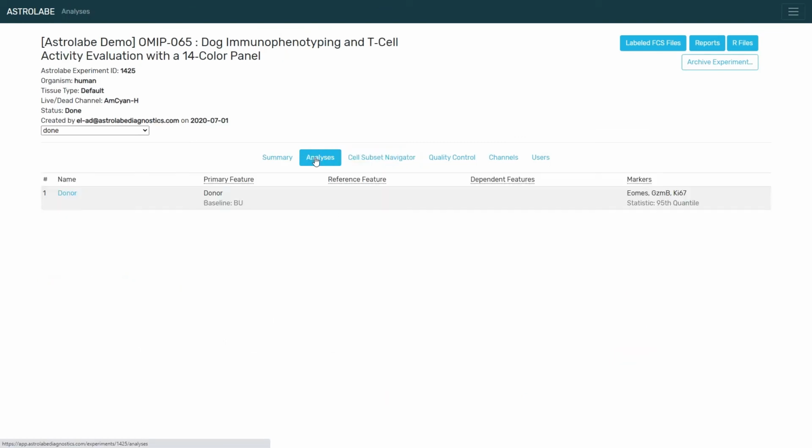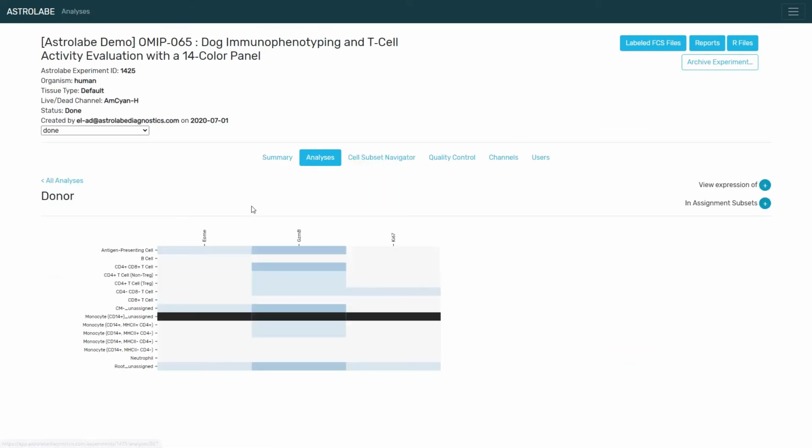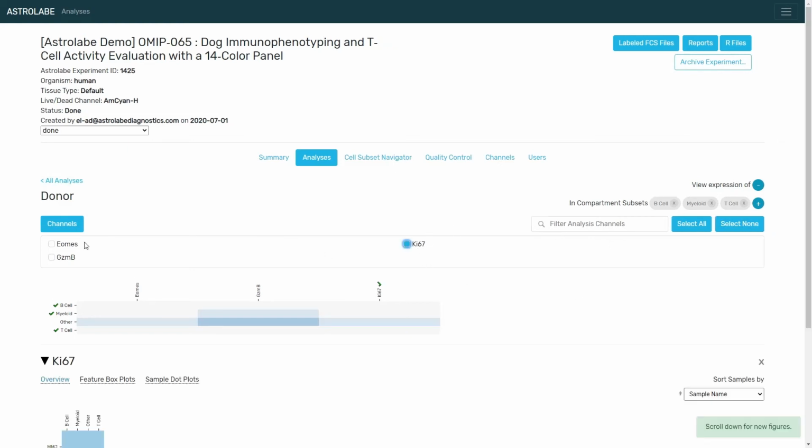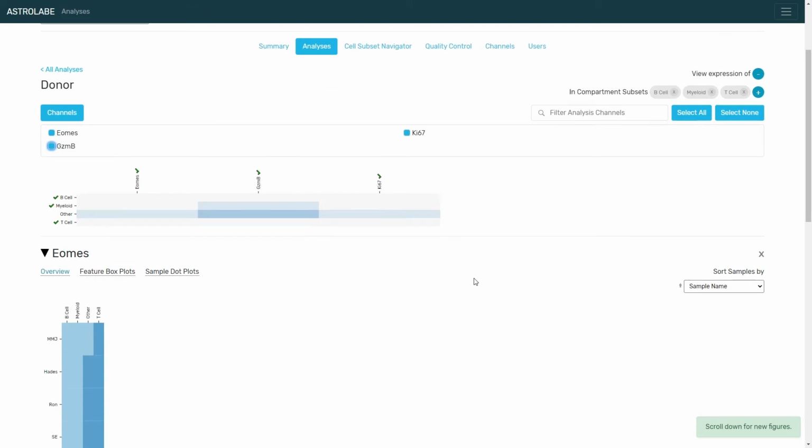We can also look at the analysis tab, and when we go here, this is differential expression analysis. We're comparing the expression of these different activation markers across the donors. And again, I'm going to do the same exercise. I'm going to look at all of the markers across the 3 compartments.